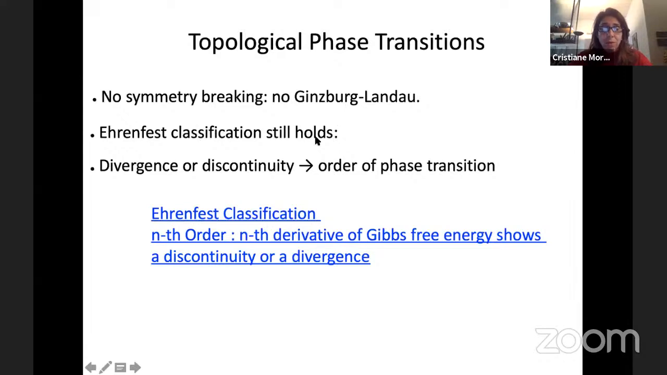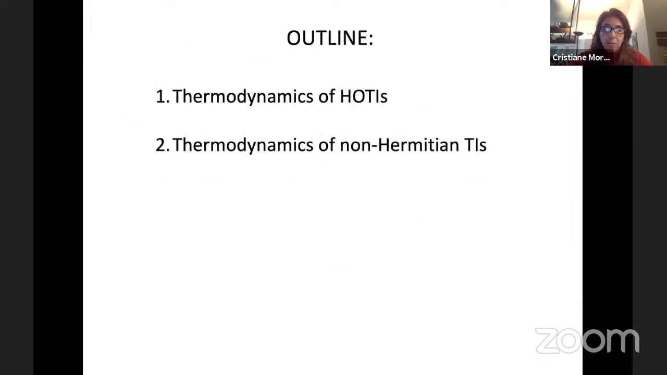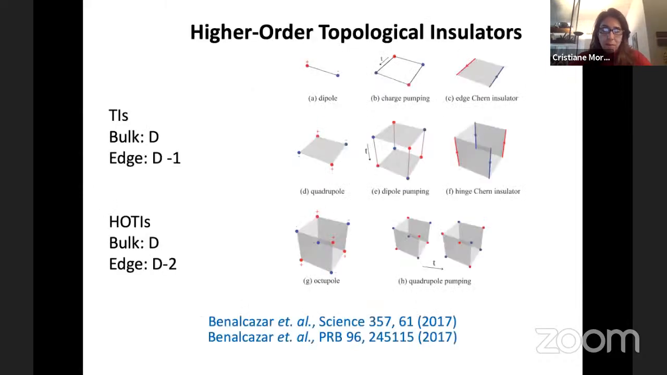But as you recall, the Ehrenfest classification still holds, and I have shown you that we can describe them using that. The Ehrenfest classification is nothing but looking at the nth derivative of the Gibbs free energy, first, second, third, and so on, and looking at which derivative shows a discontinuity or a divergence. That number decides the order of the phase transition that we are going to have. So today we will now do the same for the HOTIs and for the non-Hermitian TIs, as simple as possible, just to illustrate the problem.